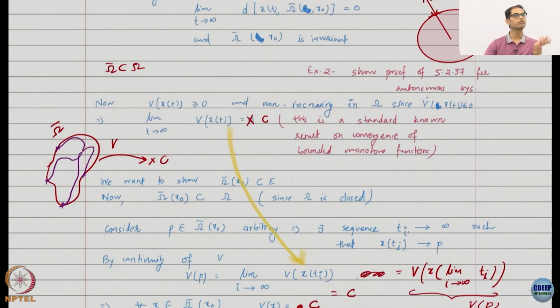And what we will do, I am not doing it now, but we will use this to say that V dot is 0 on omega bar, because V is constant in omega bar, therefore V dot is 0 in omega bar, which means omega bar lies inside E, because E is exactly the set where V dot is 0, so omega bar has to be inside E. So this is what we will do.